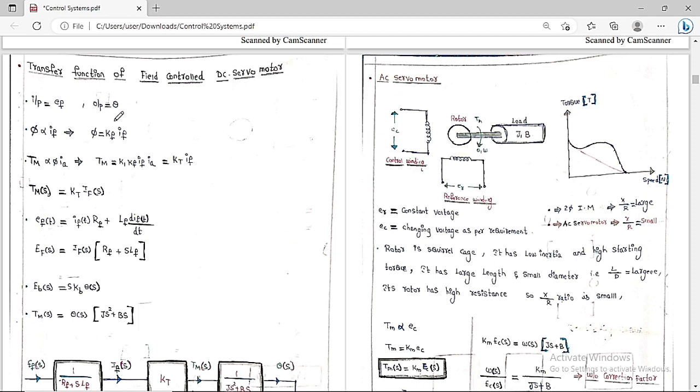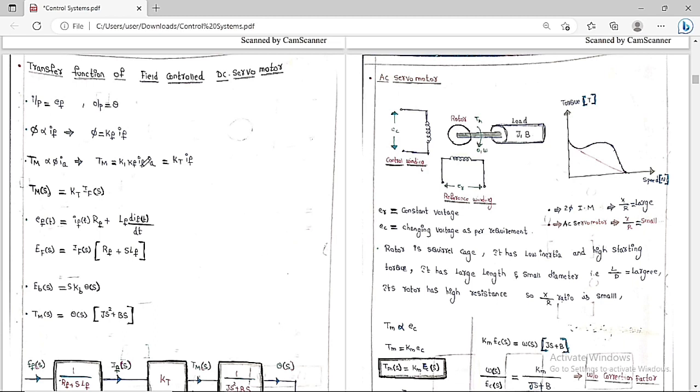We know all these equations just now. With the help of those equations, we have to obtain the block diagram. Same thing, flux is directly proportional to field current. If you want to remove the proportionality, keep the constant Kf. So phi is equal to Kf into If, just now we have seen. And the motor torque is directly proportional to flux into armature current. Flux is nothing but Kf into If. If you want to remove the proportionality, keep the constant as K1, just now we have seen.